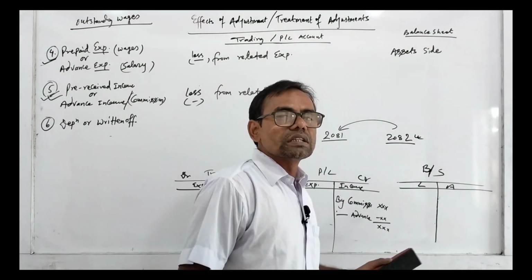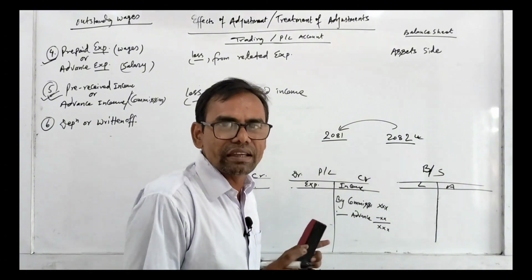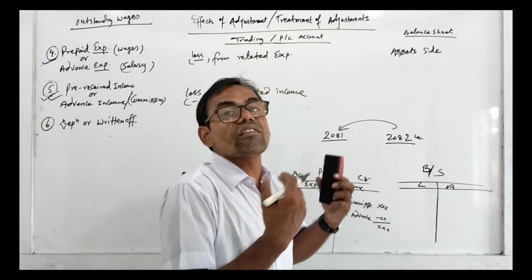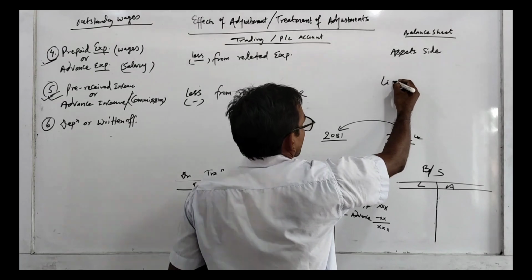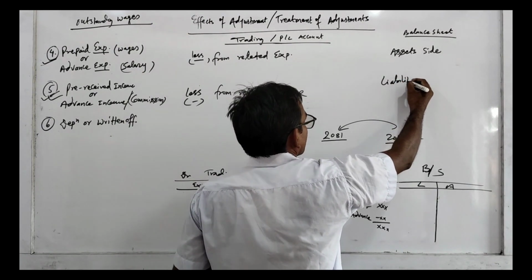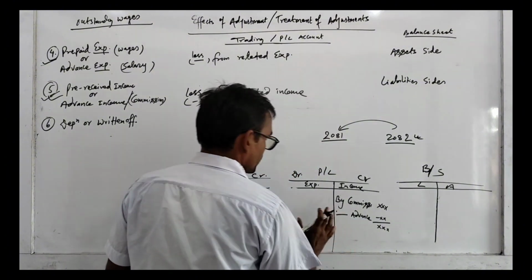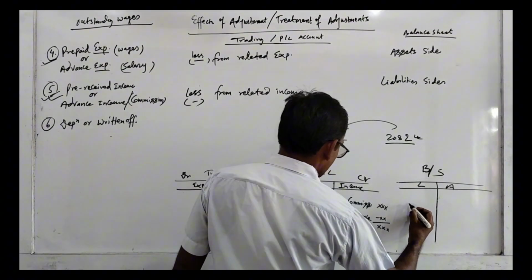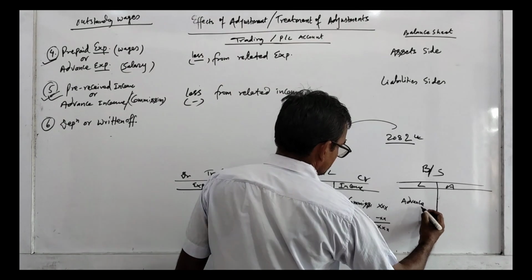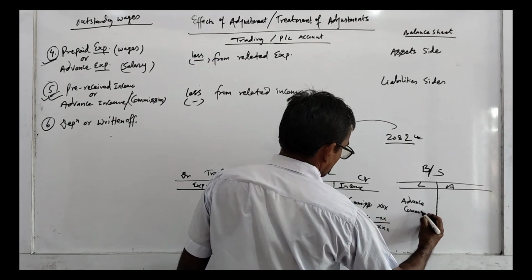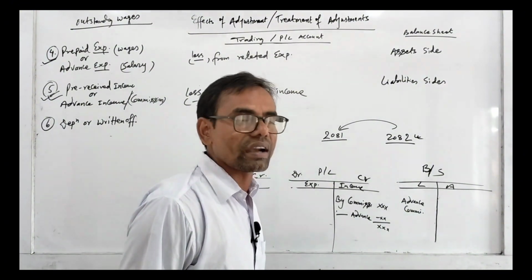And because it is received and it is not income of the year, it means it is payable, it is liability for us, and therefore you have to record in liability side. In liability side you have to write advance commission, or advance income, or advance whatever there is.